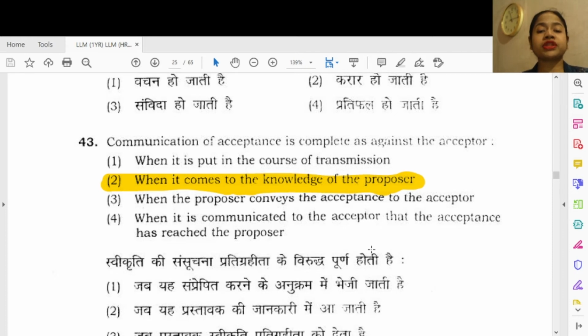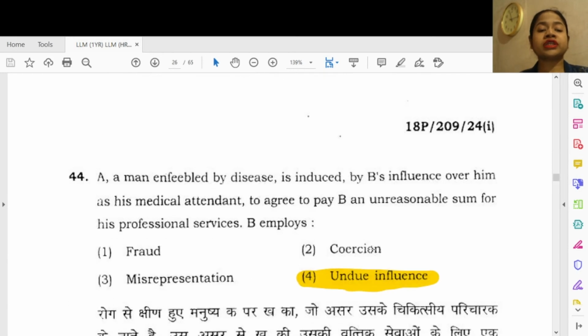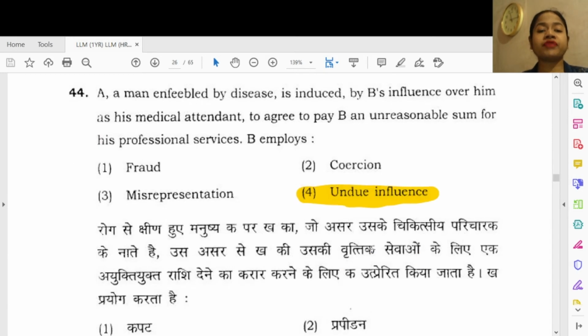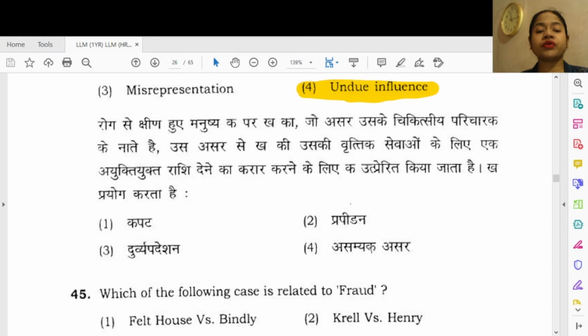Communication of acceptance is complete as against the acceptor, option number 2, when it comes to the knowledge of the proposer. Question number 44. A man enfeebled by disease is induced by B's influence over him as his medical attendant to agree to pay B an unreasonable sum for his professional services. B employs, this is option number 4, undue influence.